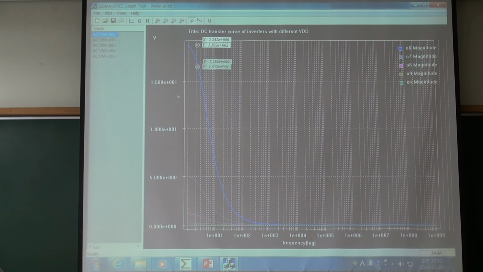Okay, so this is the AC characteristic. It looks like my VDD must be larger than 1 volt for proper operation. Okay. Question. Okay, let's stop here.